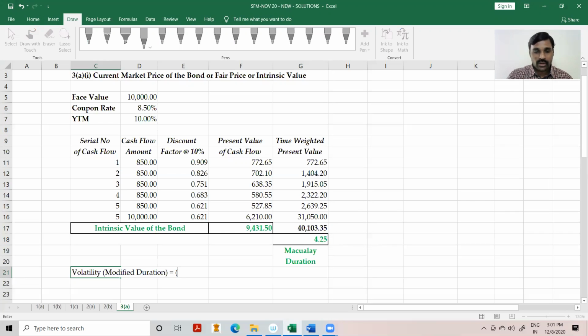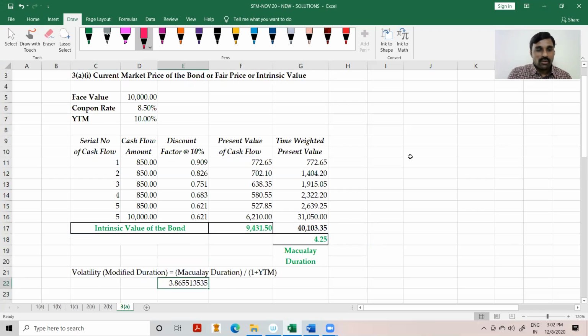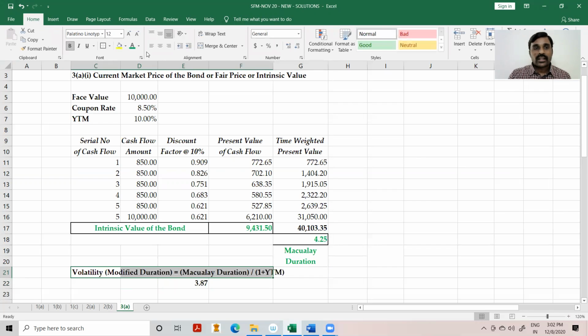Volatility, or modified duration, is equal to Macaulay duration divided by 1 plus YTM, that is, 1 plus yield to maturity. So Macaulay duration is 4.25 divided by 1 plus yield to maturity. Yield is 10%, therefore 1 by 1.10. We will get 3.86 as the volatility. As simple as that. The more we expose ourselves to the market behavior, the greater the chances that we will become uncertain or volatile. Okay, next. So 3.86 is the volatile behavior.